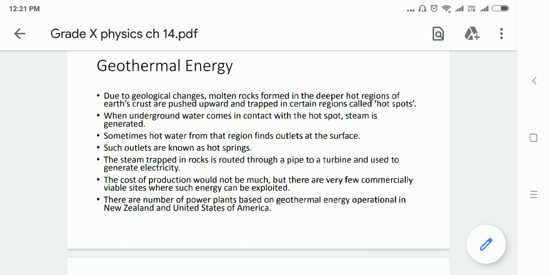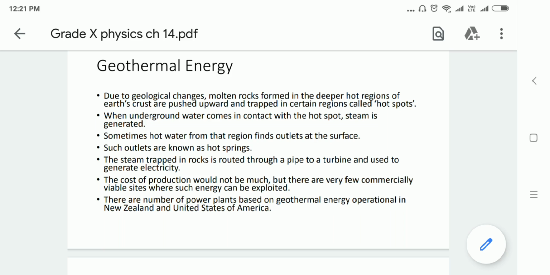we can say under 20 kilometers or more, whatever rock is there is going to melt, and that molten rock can push upward. So wherever this particular area is where the molten rocks are pushed upward and the molten part comes out, this region is known as hotspots.